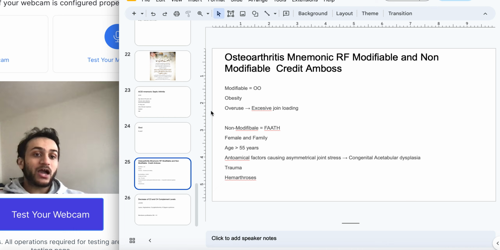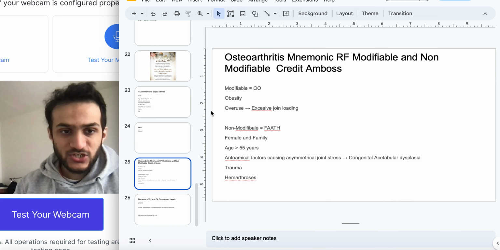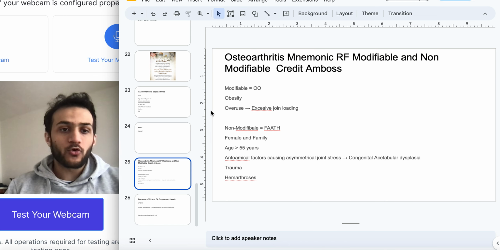So guys, just a quick overview. Modifiable risk factors are obesity and overuse. Non-modifiable risk factors are FAT: female, family history, anatomical factors, for instance acetabular dysplasia, age above 55, trauma, and any sort of hemophilic hemarthrosis, so any sort of hemophilia in which we have a lack of coagulation factors and therefore get bleeding into the joint. That can be a risk factor for osteoarthritis.